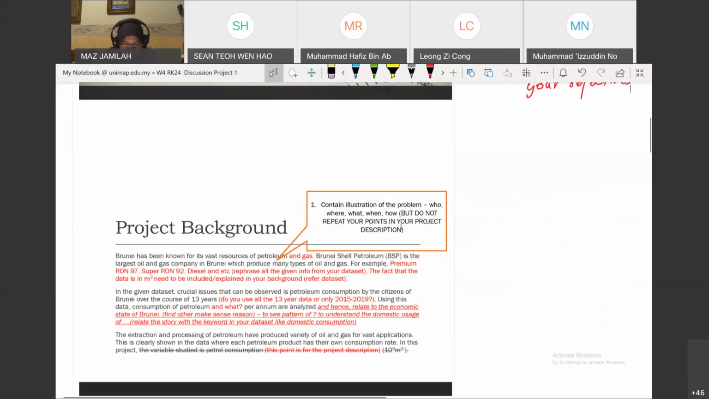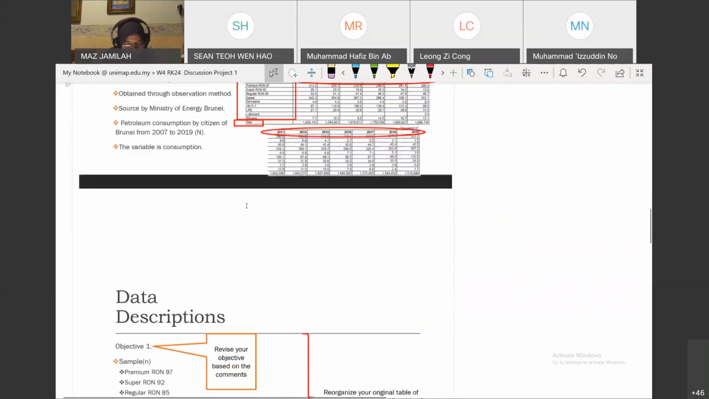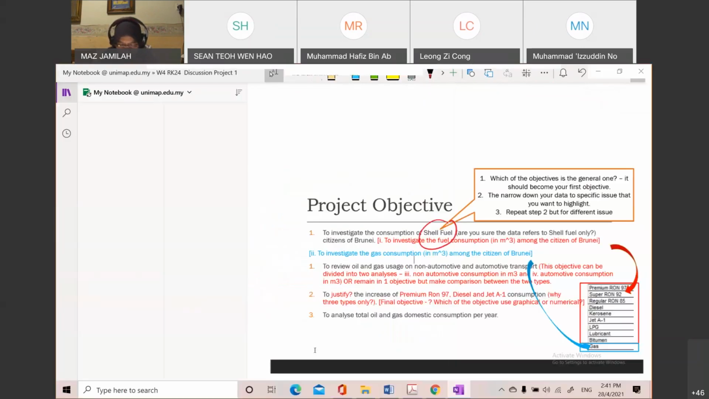So I need to check. Let me look at your objective. Okay, what is your objective? Now, the objective is to investigate the consumption of shell fuel of citizens of Brunei. My question is, are you sure the data refers only to shell fuel? How would you know? Because your data does not tell anything about shell.